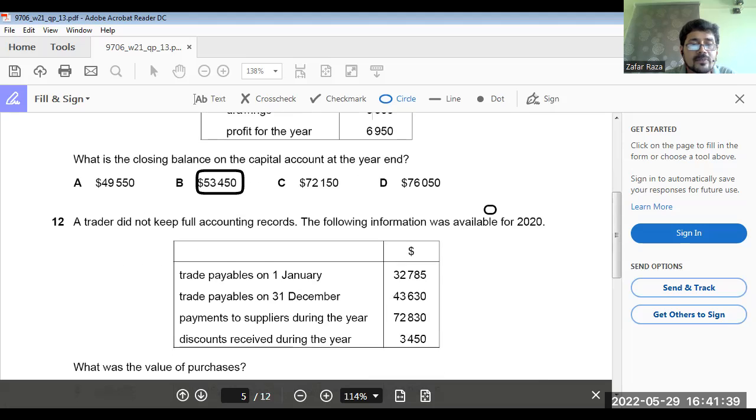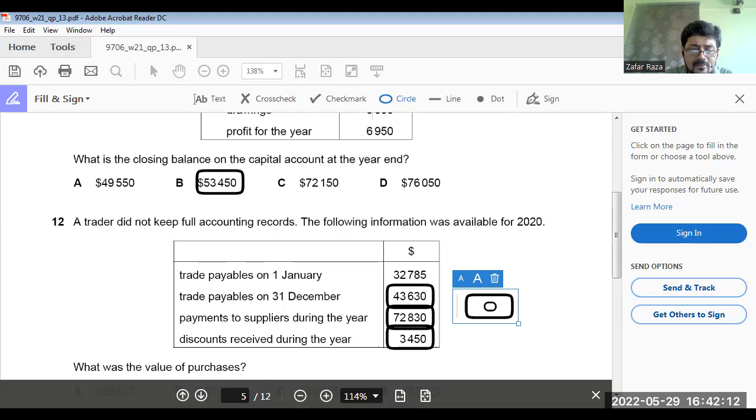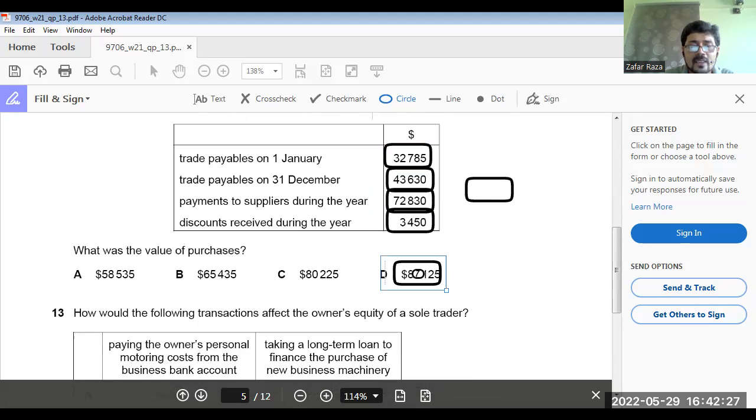Now come to question number 12. A trader did not keep full accounting records. The following information was available on 2020. Okay, trade payables on 1st January. Okay, what we have to do? These always appear on the debit side. These items appear on the debit side of purchase ledger control. Add them. Okay, add them. 43,630 plus 72,830 plus 3,450. Okay, now this appears on the credit side. So subtract minus 32,785. Answer is 87,125, your total purchases. So D option should be the answer.